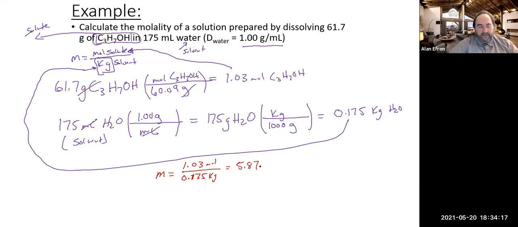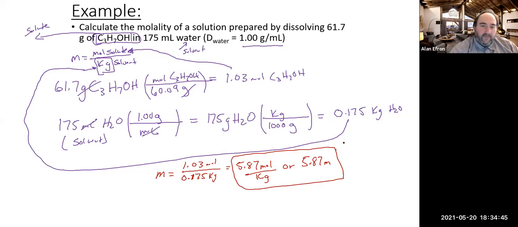Now, you might be wondering, in terms of units, what would we leave it as? And by the way, you might get 5.88 if you use the 1.03. It's okay. You can leave it as moles per kilogram because the units did not cancel out. You could also, very much like what we do with molarity, write 5.87 and a little m. So those are the two options in terms of what we do with those units. Any questions on that?